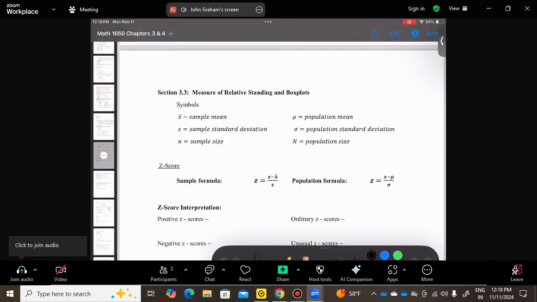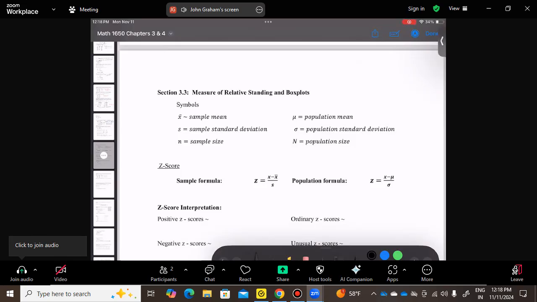Hi, this video is over section 3.3. This is for Math 1650. We're going to look at measures of relative standing and what's called a box plot, which is a graph that is going to be used to plot the distribution, and what's called the five-number summary.